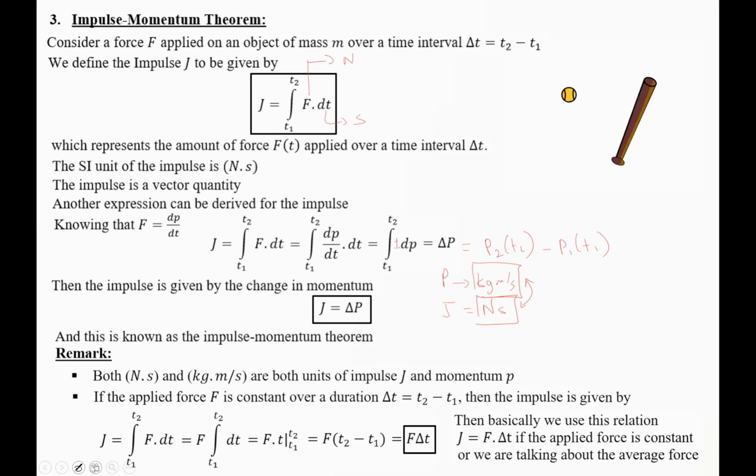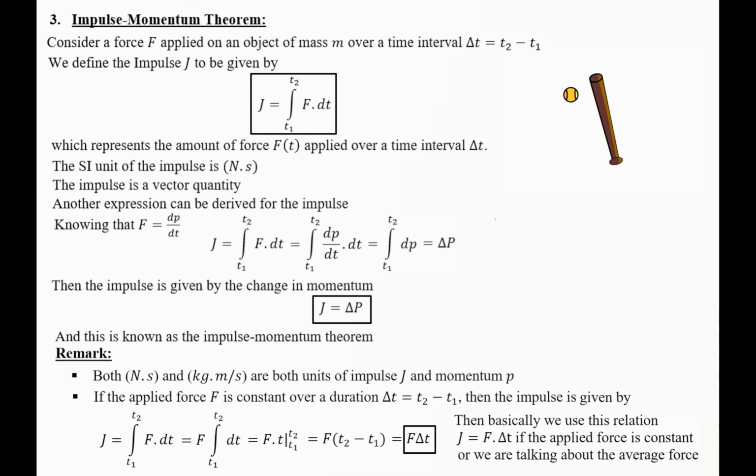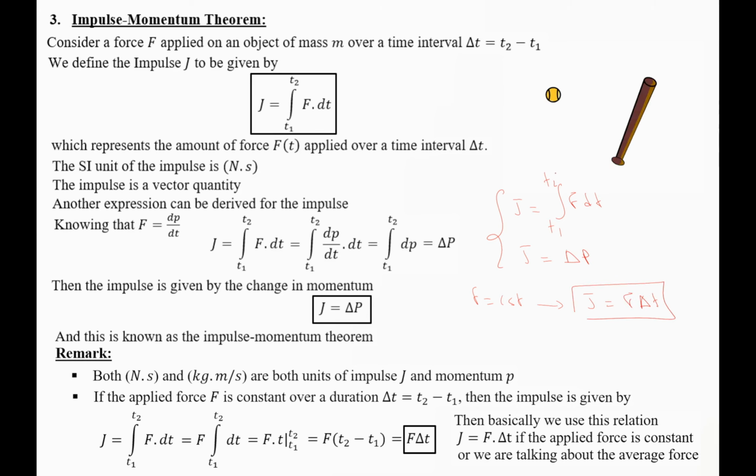So let me do here a recap for you. Now the impulse is given by the general definition, which is the integral from t1 to t2 of F dt, which is also given by the change in momentum. So these two definitions can be applied anywhere, anytime. Now if the force is constant, then the impulse can be used as F multiplied by delta t, simply because F can be dragged outside the integral.